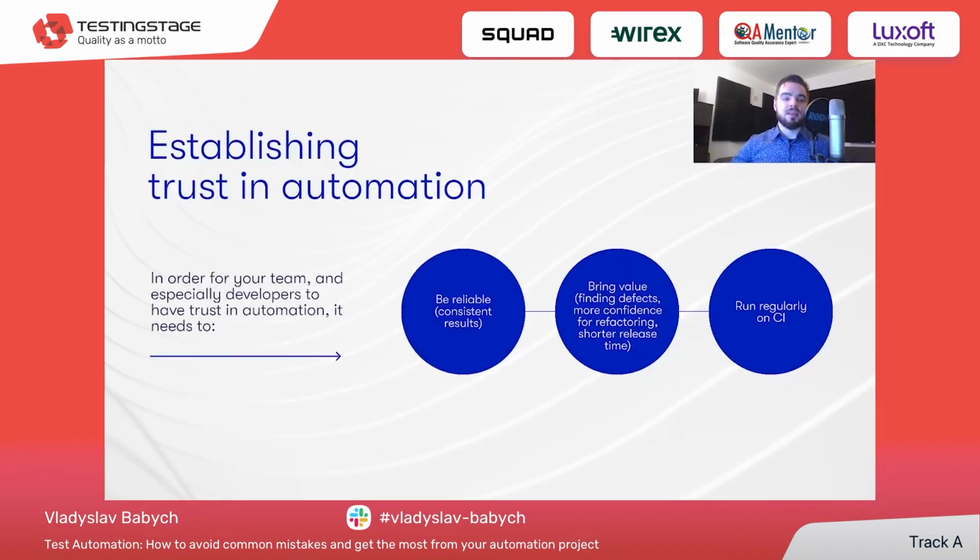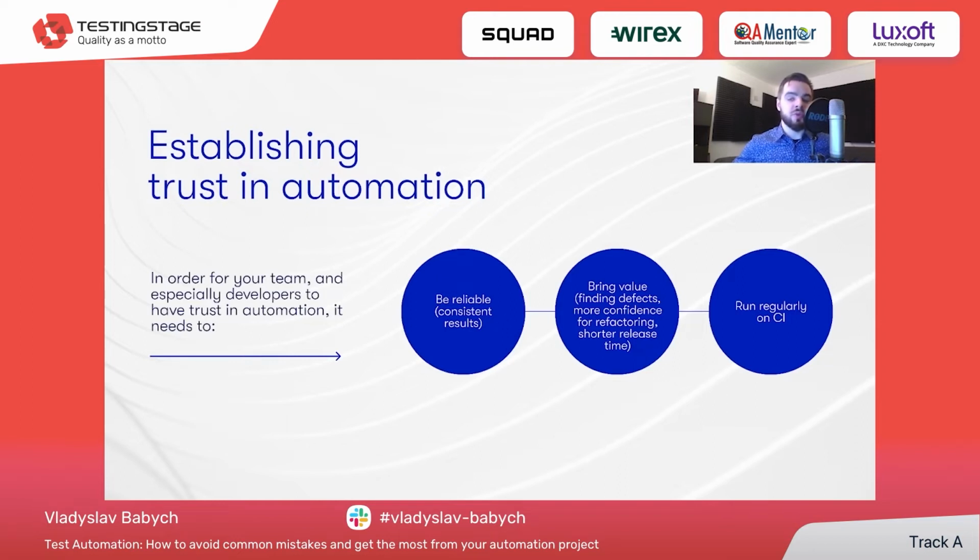Okay, so we discussed that in order for your team and especially developers to start working on automation, the whole team needs to have trust in automation, that it brings value. And in order to establish trust in automation, automation needs to be reliable, so it needs to have consistent results. It needs to bring value to the whole team, such as finding defects, giving us more confidence for refactoring, giving us a shorter release time, etc.